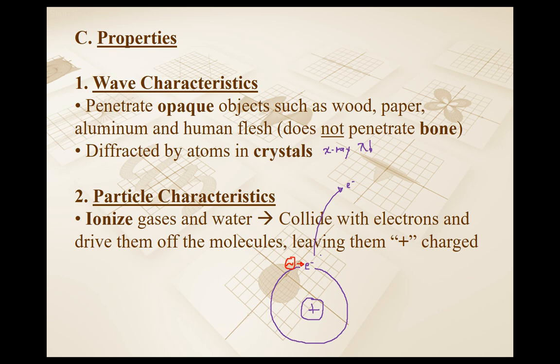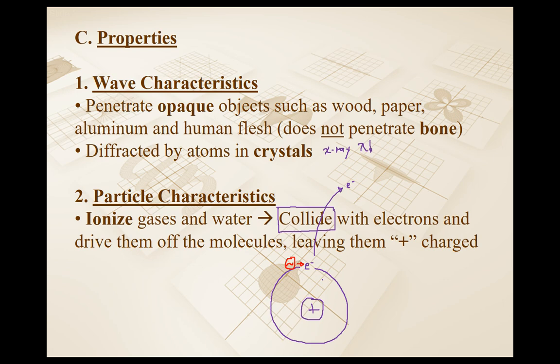Now, the reason this is a particle characteristic is because the only way you could actually have, and this is the key word here, a collision, so there's a collision between the photon and the electron, is that you need to look at the particle characteristic of light, and that deals with momentum. Momentum is the principle we deal with whenever we're looking at collisions between objects.